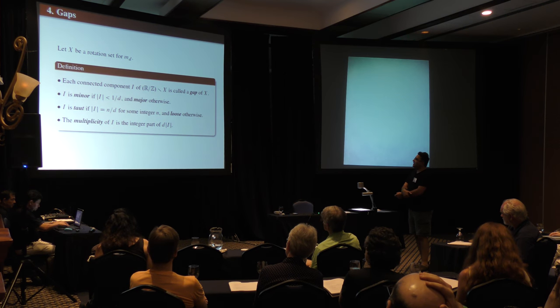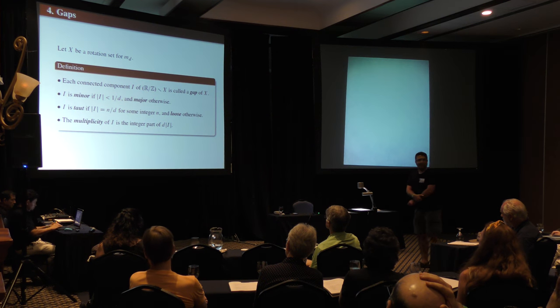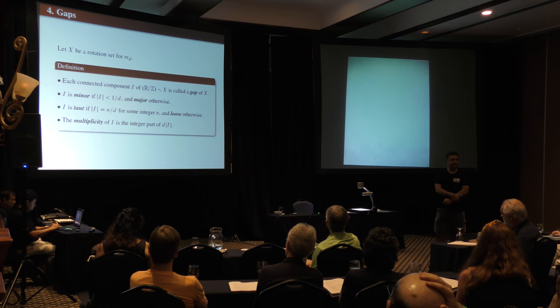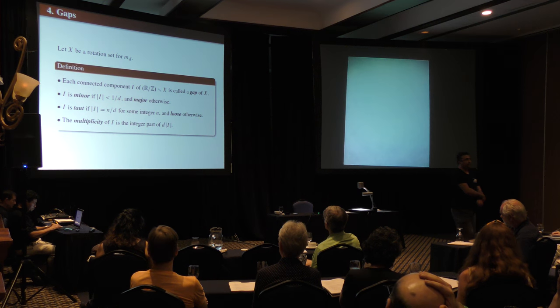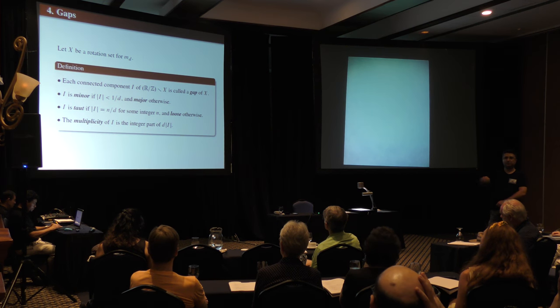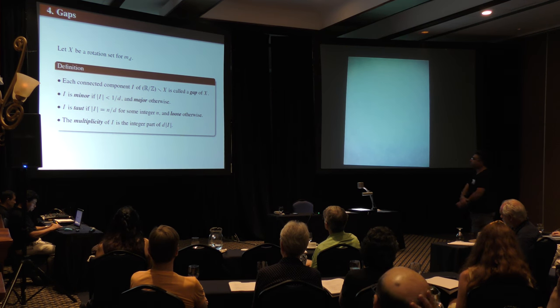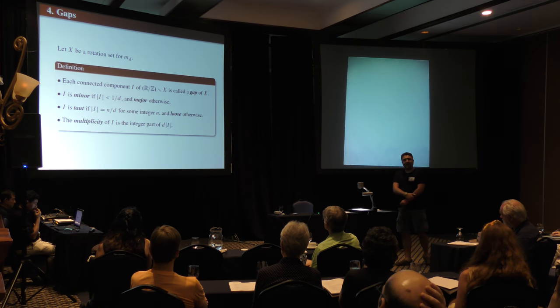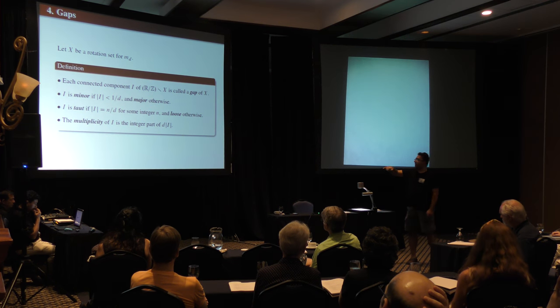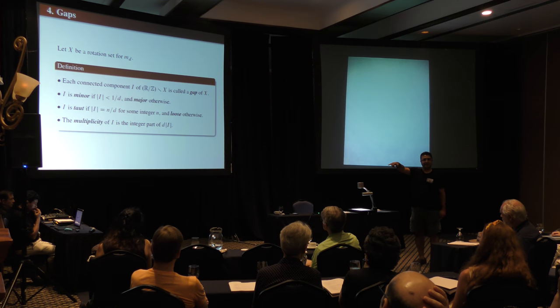The gap is minor if its length is less than 1 over d, otherwise it's major, and it's clear where 1 over d comes from. A minor gap under multiplication by d maps homeomorphically onto its image, whereas a major gap wraps around the circle at least once. Now, if I have a major gap, I can take a look at its length.